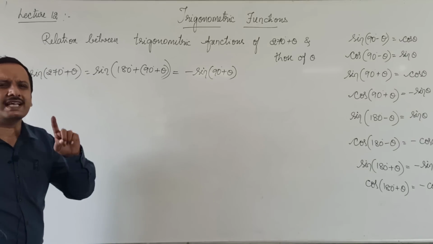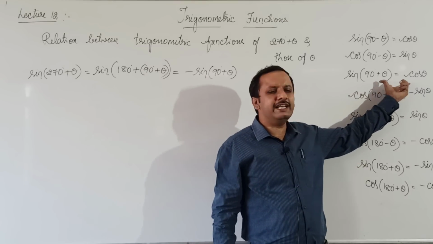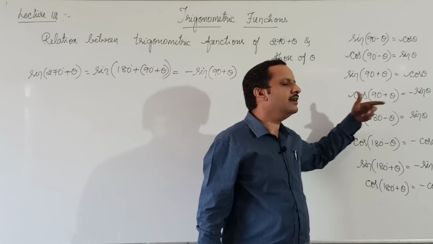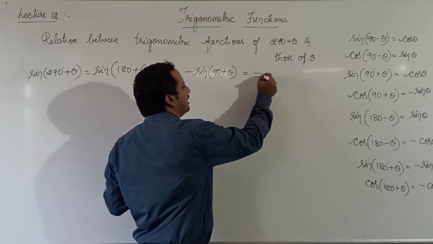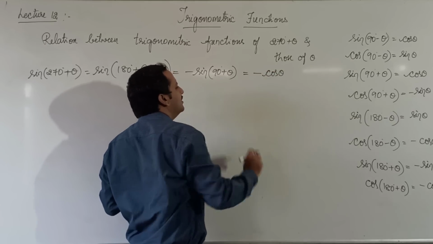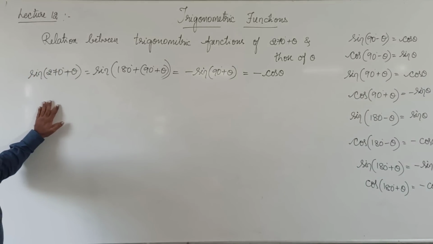Okay. What is sin 90 plus theta? Sin 90 plus theta is nothing but cos theta. Here already minus sin is there, so I will write minus here, and sin 90 plus theta I will replace with cos theta. So we got sin 270 plus theta is equal to minus cos theta.